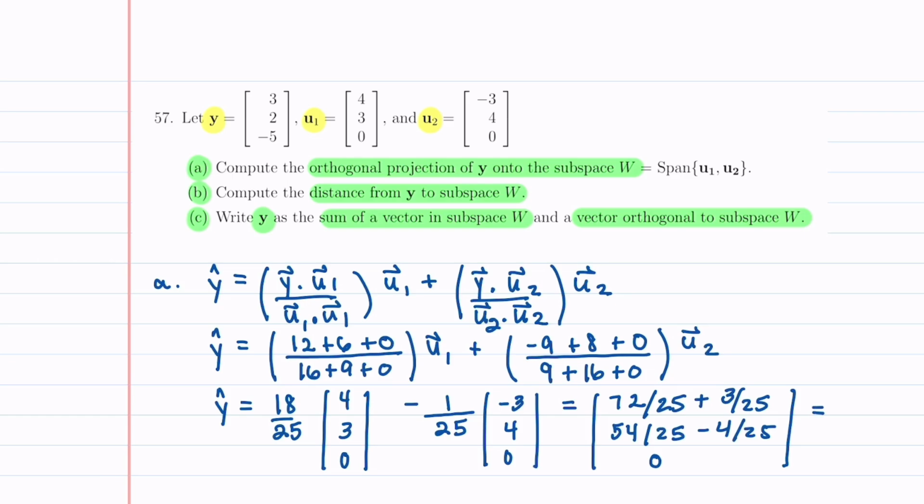So let's go ahead and add these up. We have 75 over 25, which is actually 3. So our answer actually looks really nice. And then 54 minus 4 is 50, divided by 25 is 2, so we have a 3, 2, and a 0. So that is our orthogonal projection of y onto the subspace W.